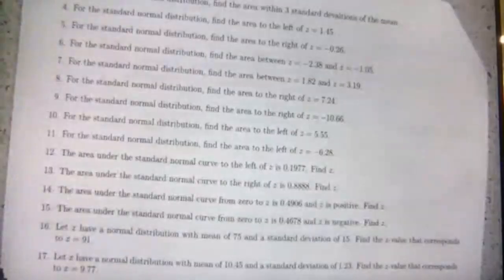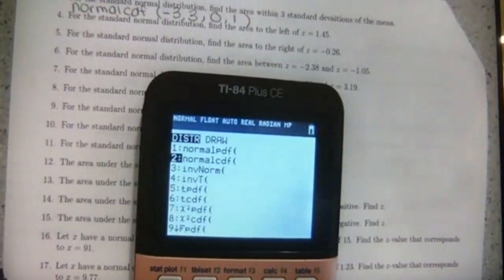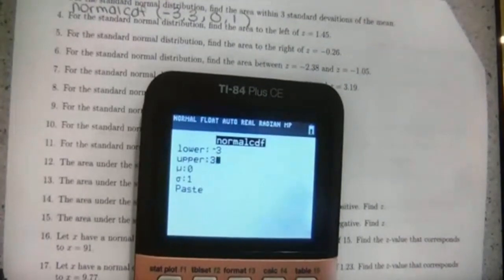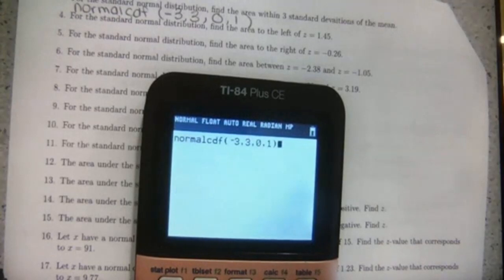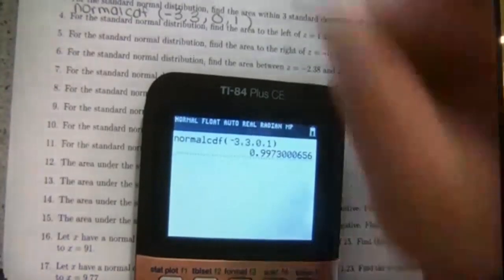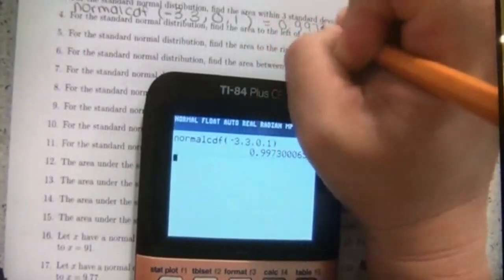Number 3, it says find the normal distribution. For the standard normal distribution, find the area within 3 standard deviations of the mean. So same thing, we're going to do normal CDF. Our lower limit's -3 this time, our upper limit's +3. It's standard, so our mean is 0 and our standard deviation is 1. Second vars, normal CDF. Lower limit's -3, upper limit's +3. Our mean is still 0 and our standard deviation is still 1. Pressing paste to look exactly like we see it. Pressing enter, there is our answer, 0.9973.